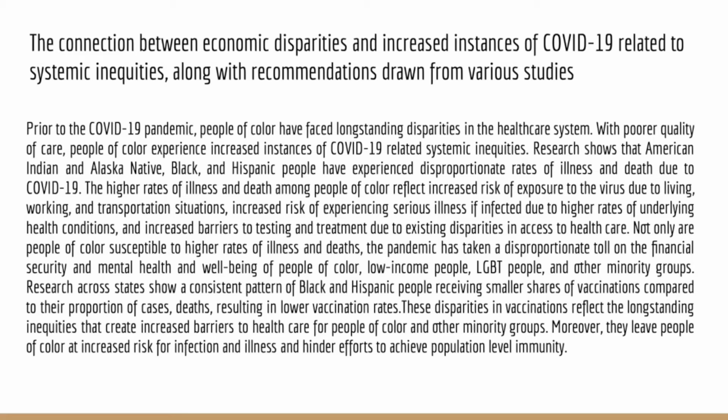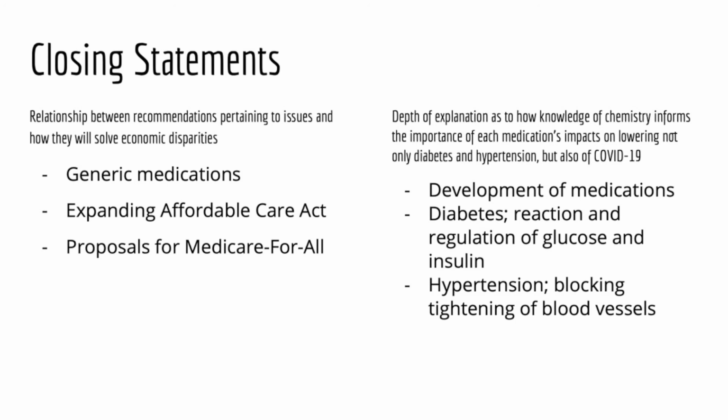Not only are people of color susceptible to higher rates of illness and deaths, the pandemic has taken a disproportionate toll on the financial security and mental health and well-being of people of color, low-income people, LGBT people, and other minority groups. Research across states shows a consistent pattern of Black and Hispanic people receiving smaller shares of vaccinations compared to their proportion of cases and deaths, resulting in lower vaccination rates. These disparities in vaccinations reflect the long-standing inequities that create increased barriers to healthcare for people of color and other minority groups. Moreover, they leave people of color at increased risk for infection and illness and hinder efforts to achieve population-level immunity. Closing statements: relationship between recommendations pertaining to issues and how they will solve economic disparities.